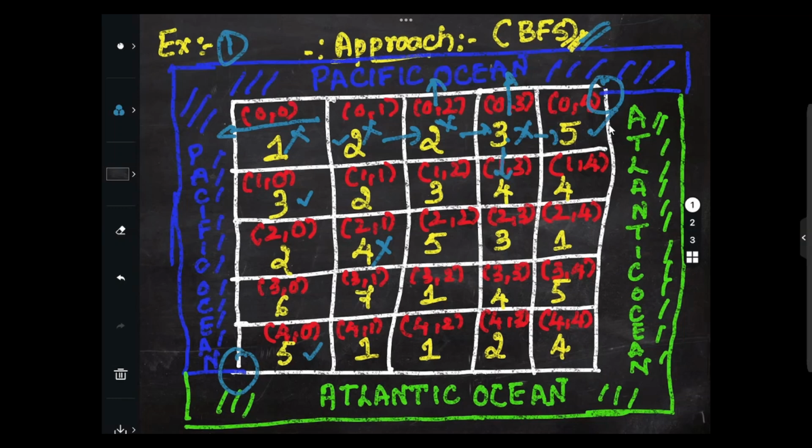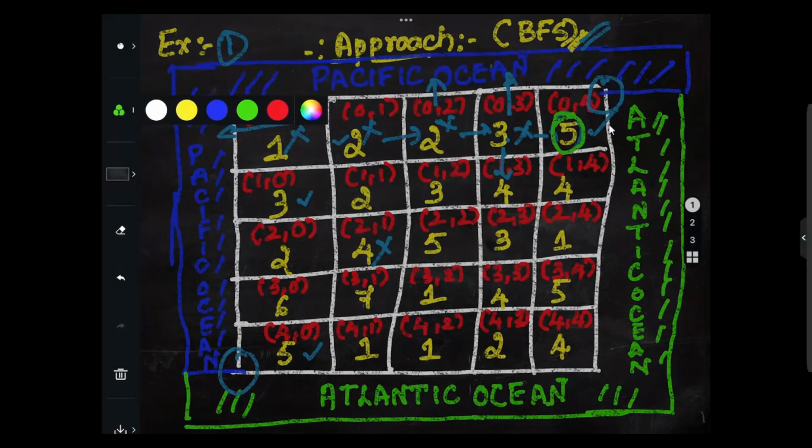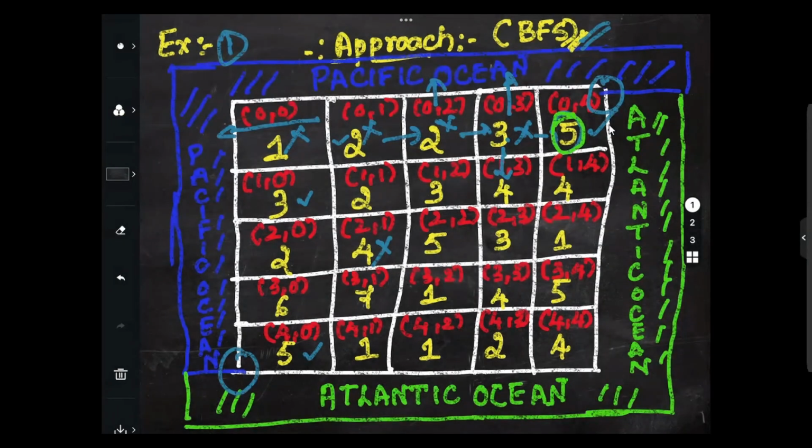5 we can consider directly. We are considering this 5 directly right here. So just give me a second. 5 we have considered directly. So next, let's come here. Let's come to 3 here.